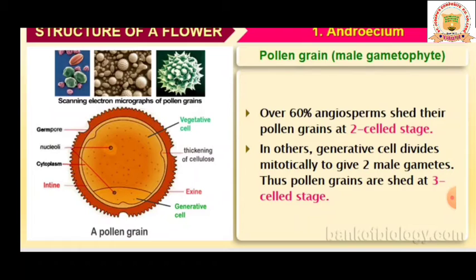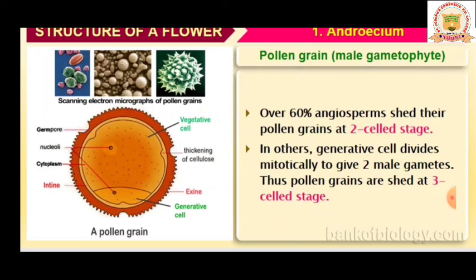Over 60% of angiosperms shed their pollen grains at the two cell stage. When they reach this vegetative cell and generative cell two cell stage, during that time the majority of flowering plants shed their pollen grains. In others, the generative cell divides mitotically to give rise to two male gametes. Thus, pollen grains are shed at the three cell stage. So usually 60% of flowering plants shed their pollen grains after the two cell stage.